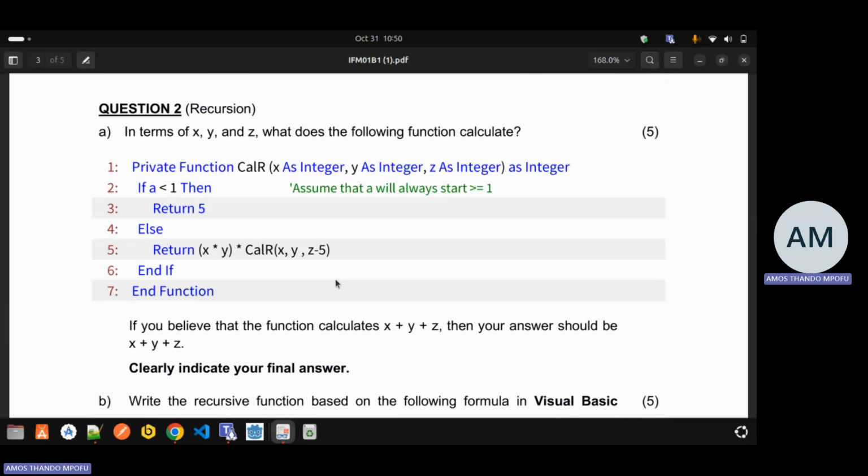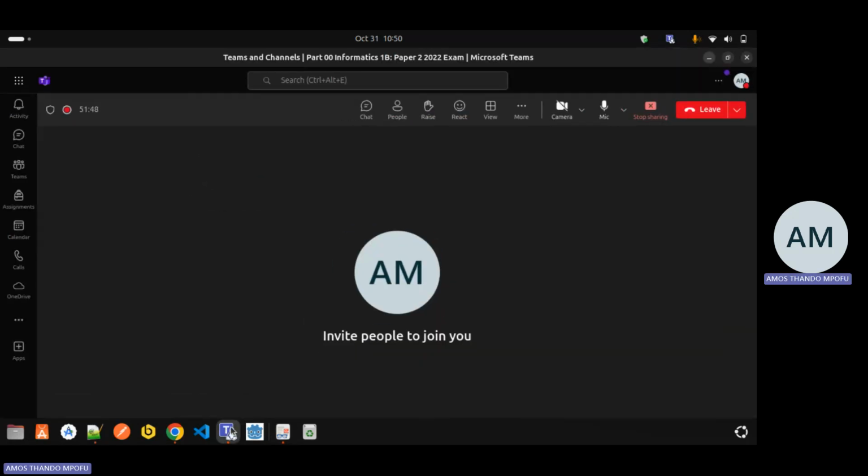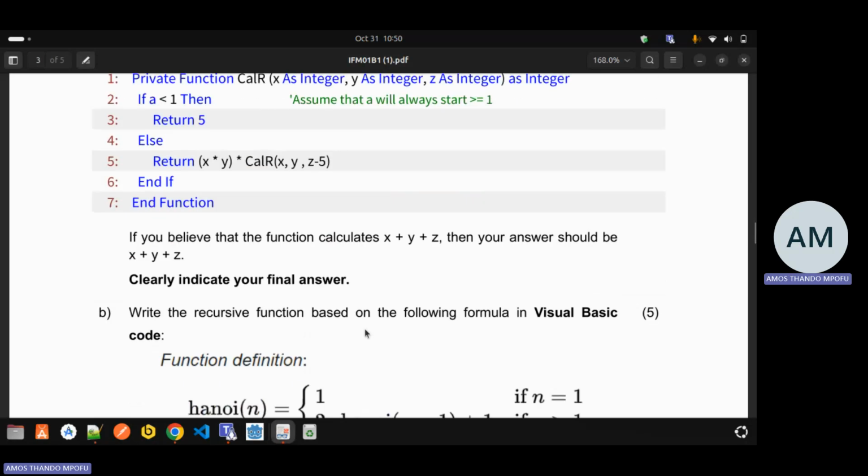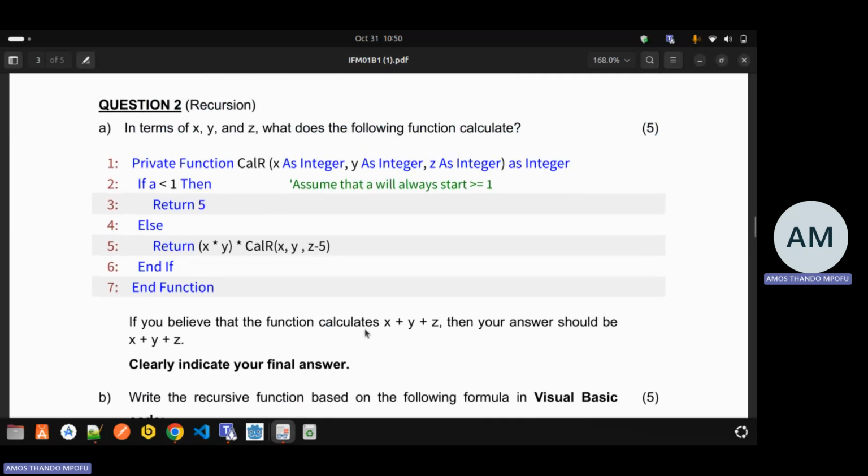So now we come to question two, which is recursion. So let me check. Okay, there's quite a lot of things and a lot of time that I took, but the main goal is for you guys to understand. So I'm going to take my time.